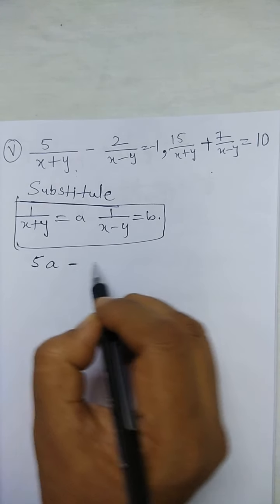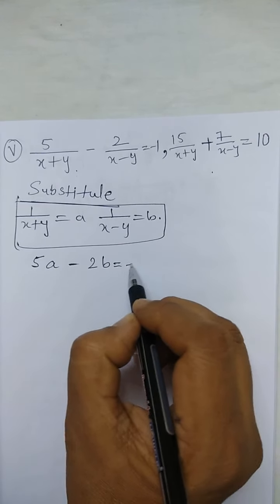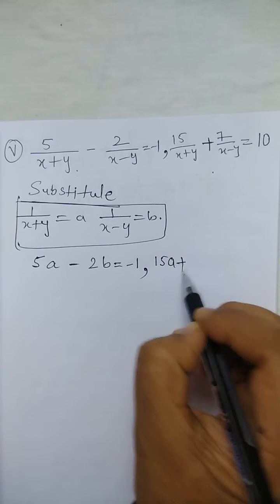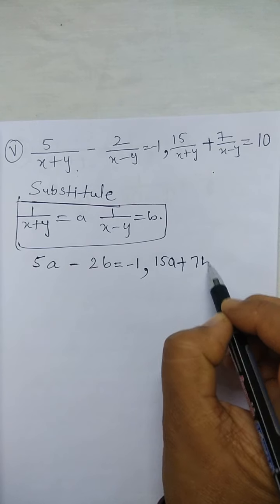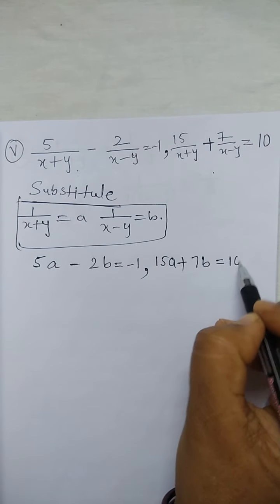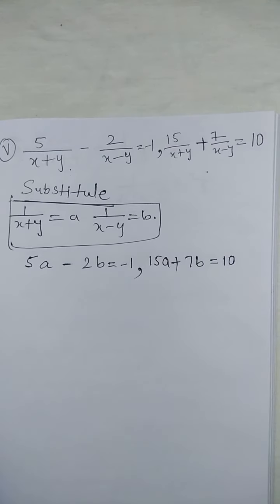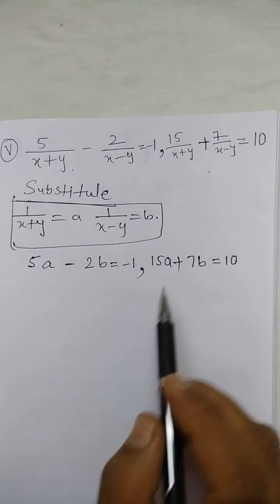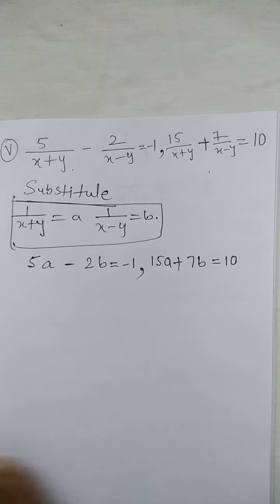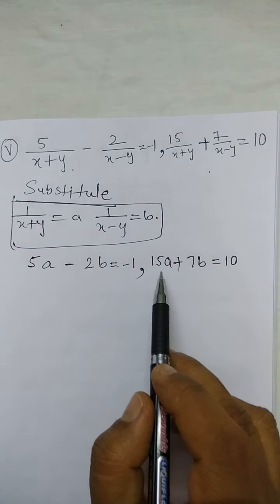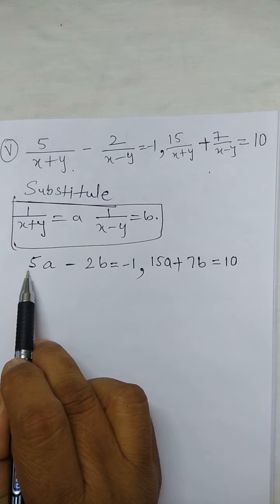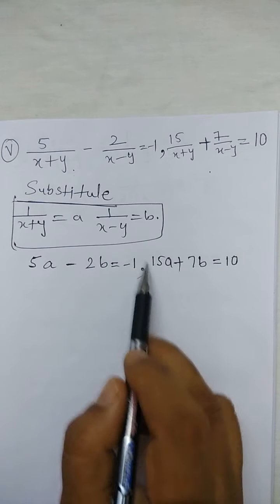Now let us do the substitution. 5a minus 2b is equal to minus 1. And second one, 15a plus 7b is equal to 10. Now tell me, who can tell how to solve this problem? How to eliminate the variables? Here it is 15a and it is 5a. So 5 3s are 15, right? So I can multiply all terms by 3.